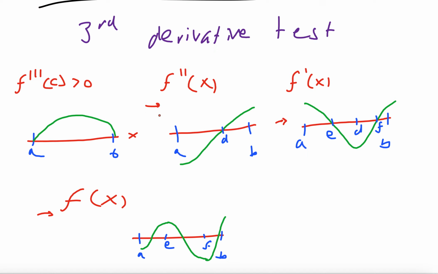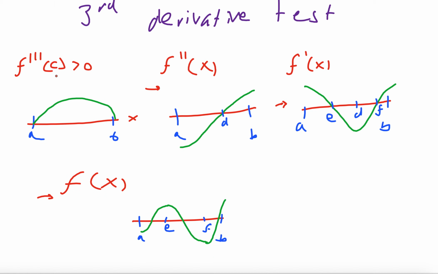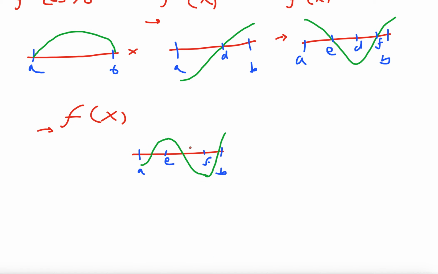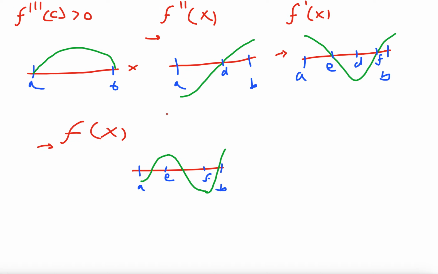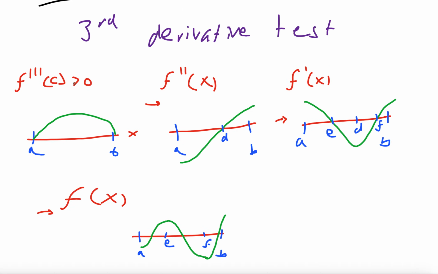Now, I encourage you to try the same argument for f triple prime of c less than 0 and kind of convince yourself that it's true for both when f triple prime of c is greater than or less than 0.